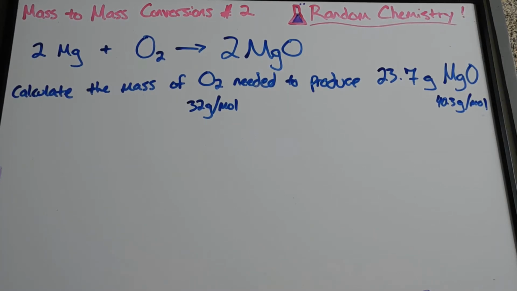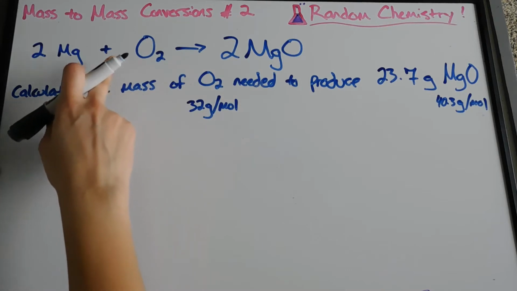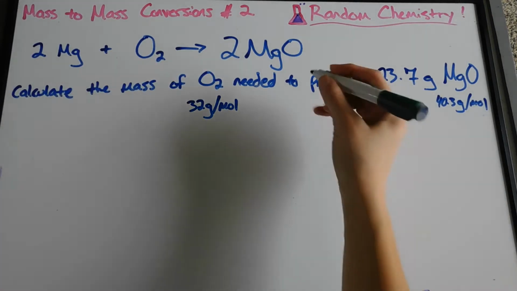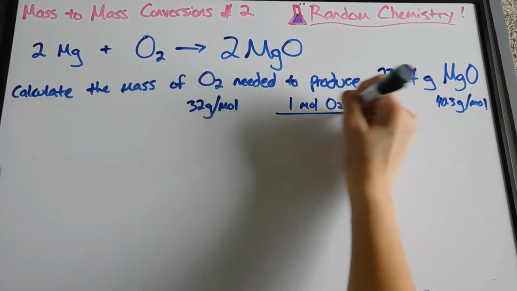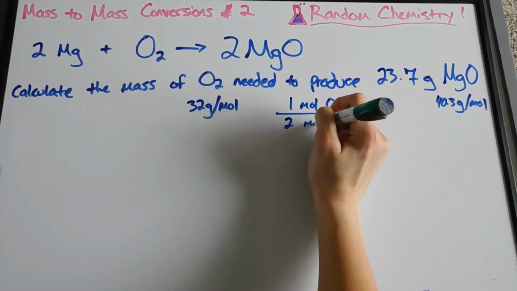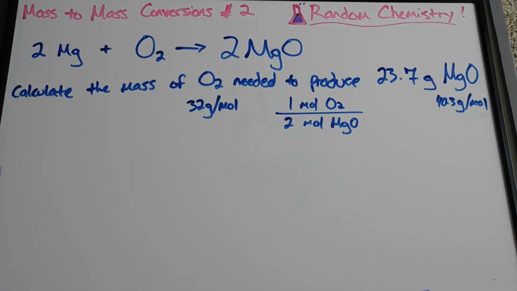Now that we have our molar masses, we need to find our molar ratio. And we can do that by looking at the coefficients in our balanced equation. We need O2 and MgO. So it's a ratio of 1 to 2. So 1 mole of O2 for every 2 moles of MgO. Alright, now that we have everything that we need, we can solve this equation using dimensional analysis.